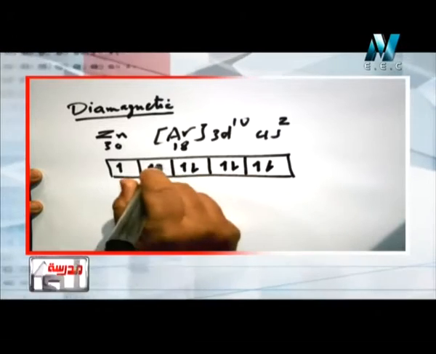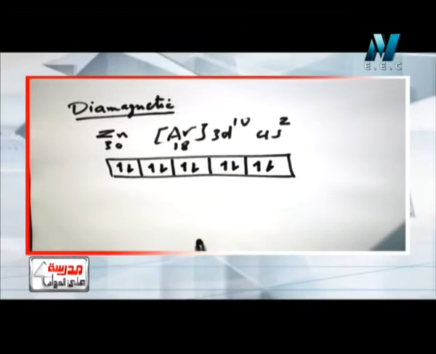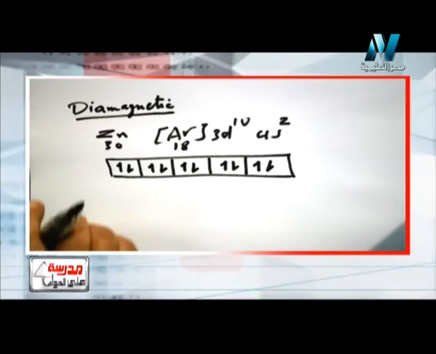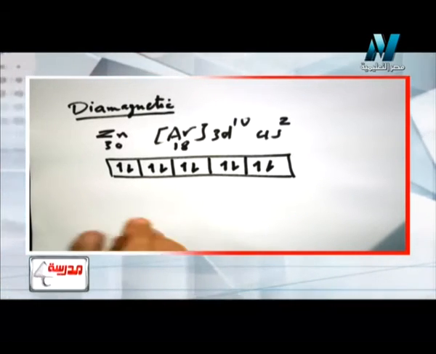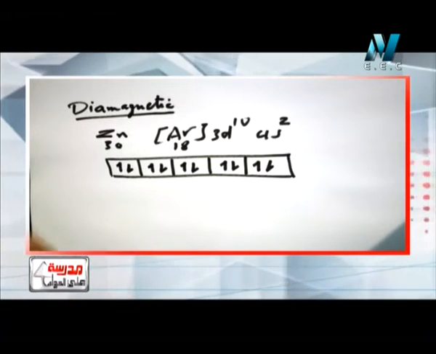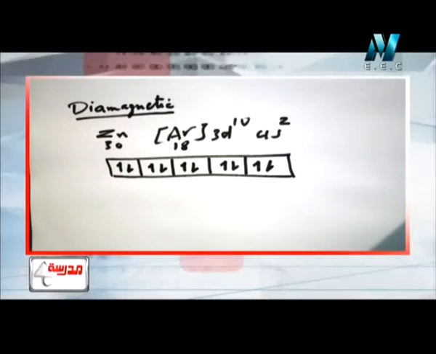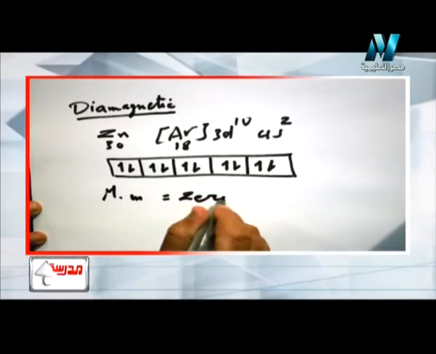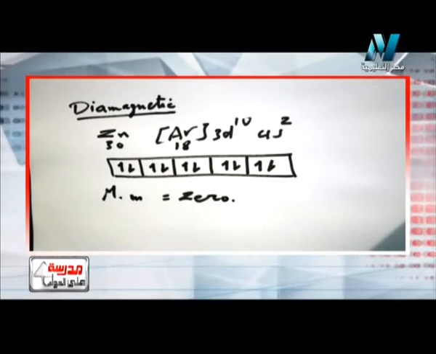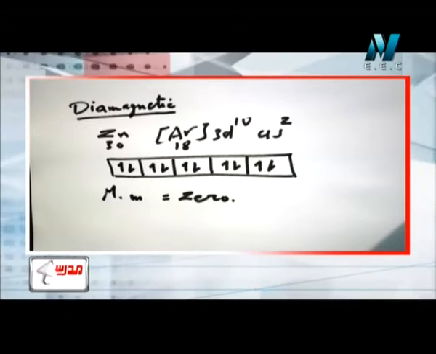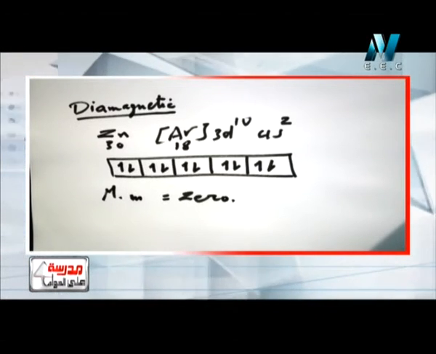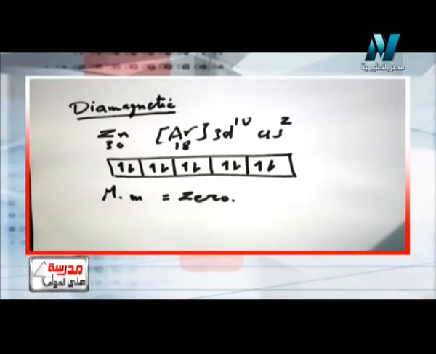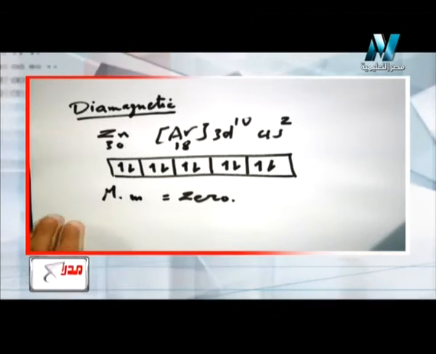These electrons are paired, so the spin motions of the two electrons cancel the effect of each other. So it has no magnetic field around its atom, and it doesn't attract to the outer magnetic field. We call these diamagnetic elements, and the magnetic momentum of this element equals 0. So when the element or the ion has unpaired electrons, it will attract to the outer magnetic field. When it has no unpaired electrons in sublevel D, it will not attract to the outer magnetic field, and it will be called a diamagnetic element. This is about magnetism.